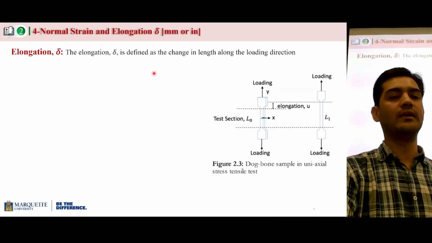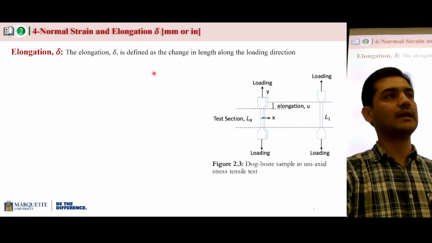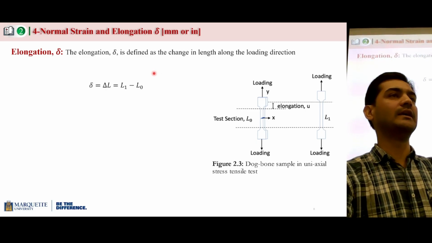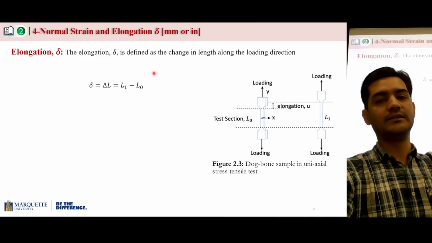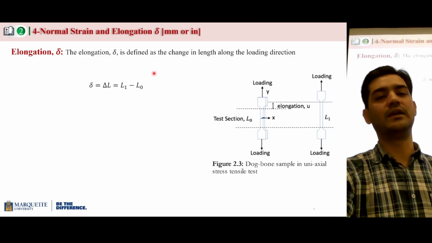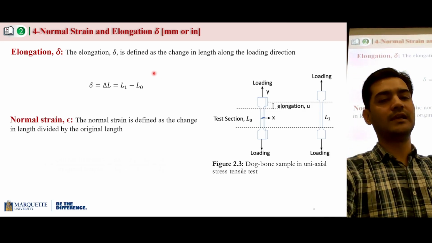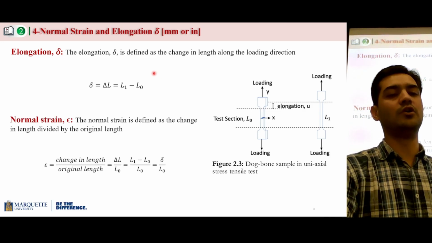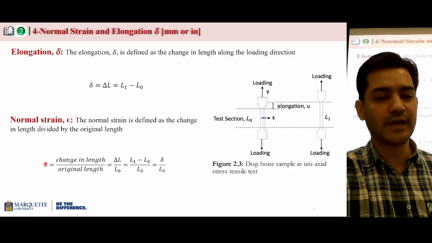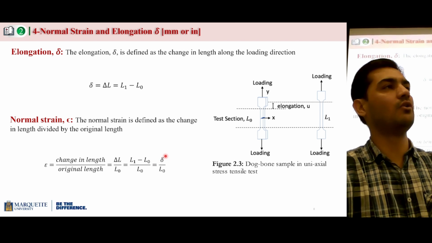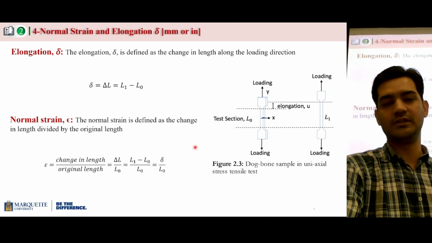We also saw that when a force is applied, it's going to create elongation. So elongation is basically change in length, that is, the final length minus the original length. So you can calculate the elongation. If you divide this elongation by the original length, you're going to get a term which we call normal strain. So normal strain is basically change in length divided by the original length, or elongation divided by the original length.